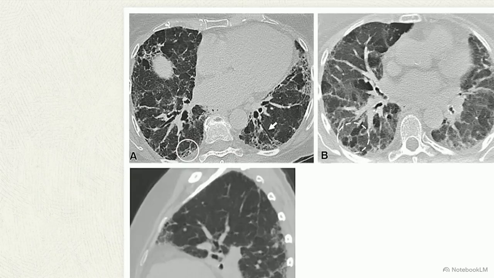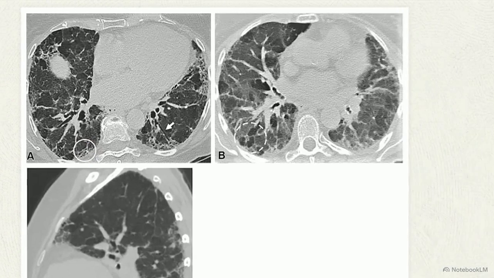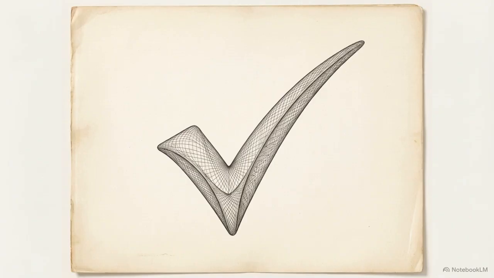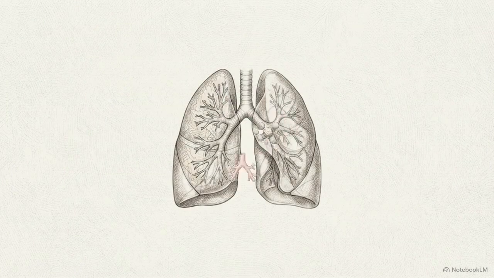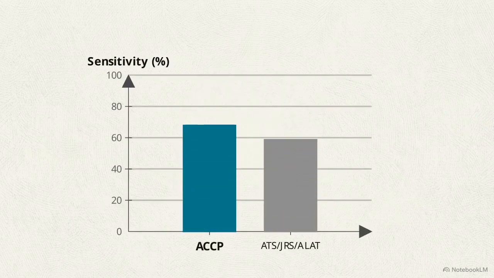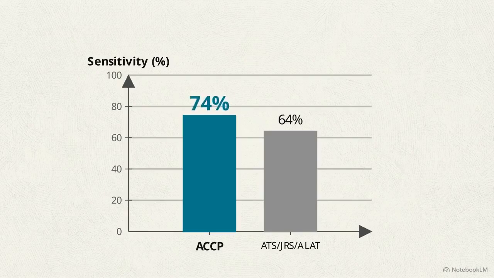This is an inspiratory CT scan of a 76-year-old woman. We can identify lower lung predominant reticulation, along with traction bronchiectasis. When we switch to the expiratory scan, we confirm the presence of small airway disease, visible as clear air trapping in the highlighted zone. Under ACCP guidelines, this patient qualifies for a high-confidence typical HP diagnosis. Because the ACCP allows a typical diagnosis based on minimal criteria, even relying solely on diffuse centrilobular nodularity, it achieves an overall sensitivity of 74.